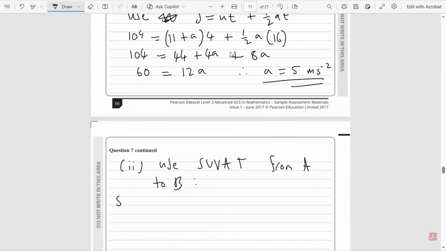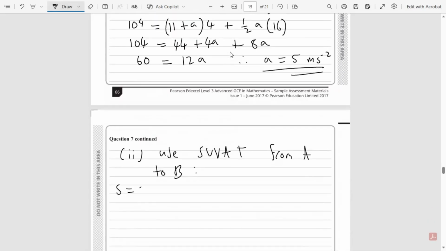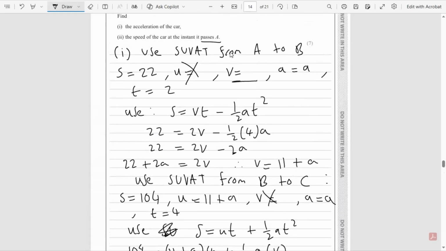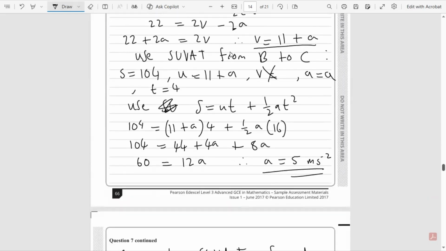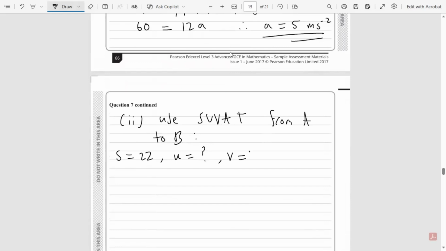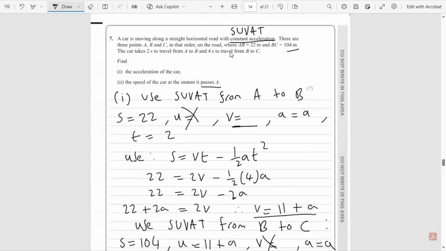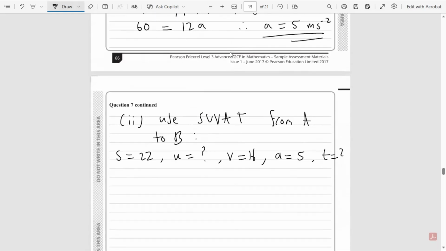So again, the displacement from A to B, that was 22, I think it was. Yeah, 22. The initial speed, that's really what we're trying to find in this question. The final speed, we knew from our calculation before what the final speed was. We knew that that was 11 plus A. So now we know the acceleration is 5. So 11 plus 5, that's 16. We know the acceleration now, that's 5. And the time for the journey, we knew that that was 2, wasn't it? It was 2 seconds for this part of the journey.